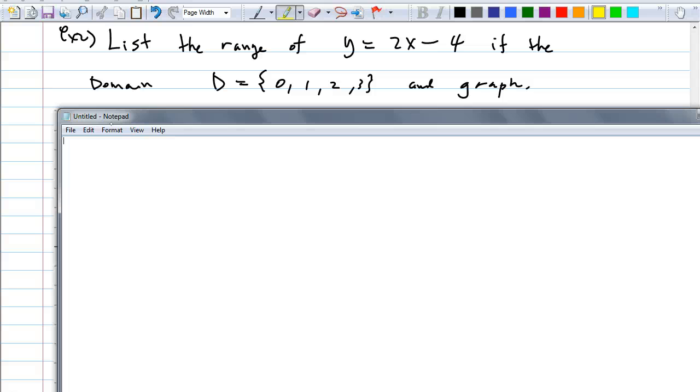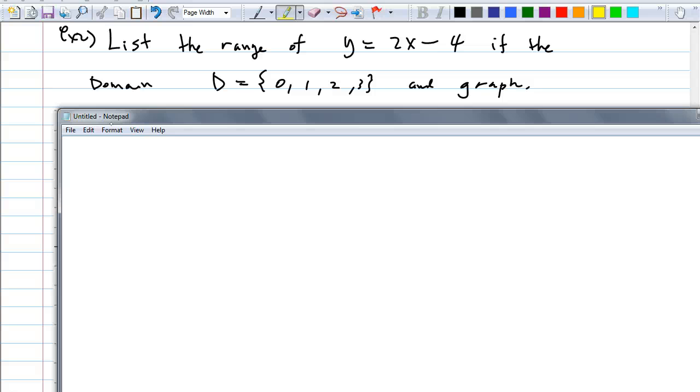So is this a hard problem or an easy problem? This is easy. Basically, what are they asking? Does anybody know what they're asking here? It says give the range. Find the y's when x is equal to 0, 1, 2, 3. Does that make sense, guys?